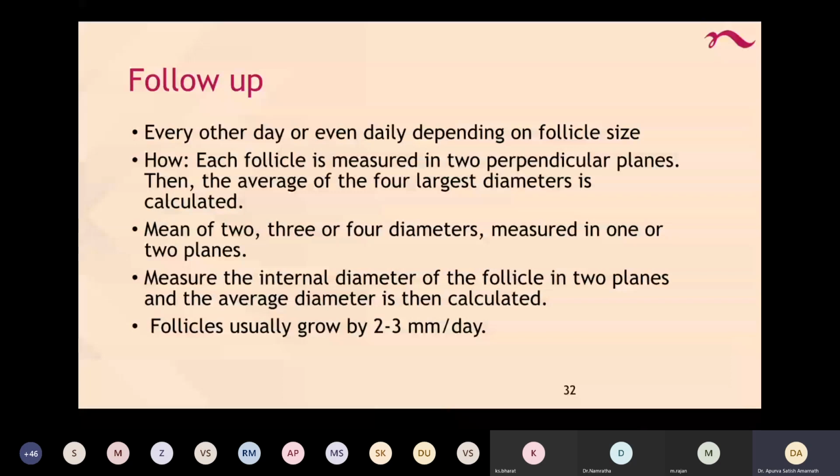Follicles usually grow by 2 to 3 millimeters in a stimulated cycle in IVF. So if they are not maintaining that velocity of growth and they are growing slowly, it may indicate that either the dose is not sufficient or there are issues with the drug that is being given. So both would have to be checked.